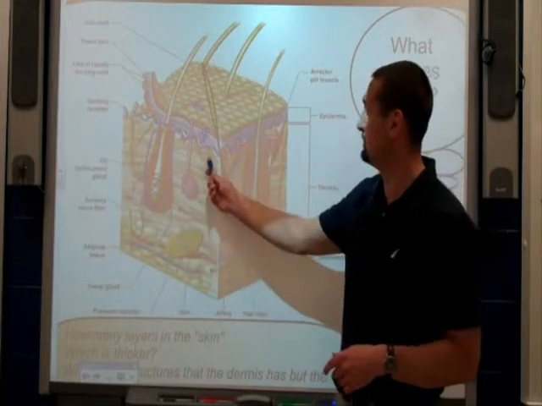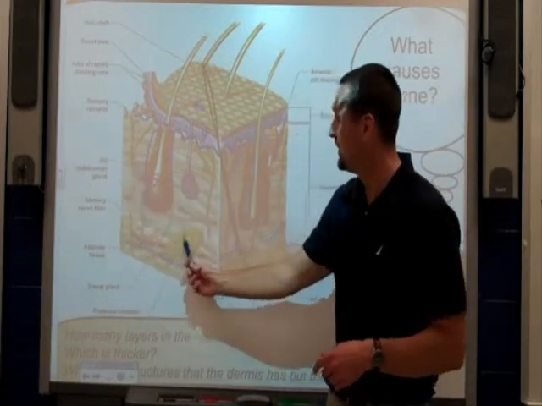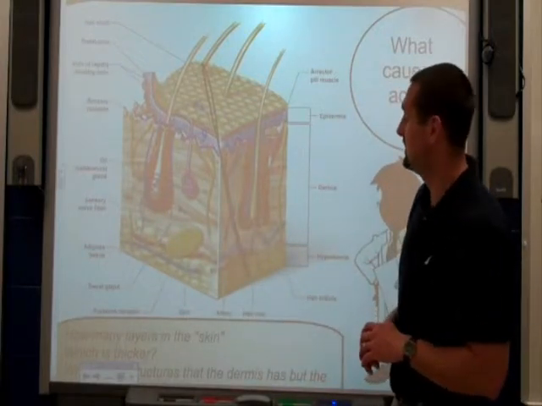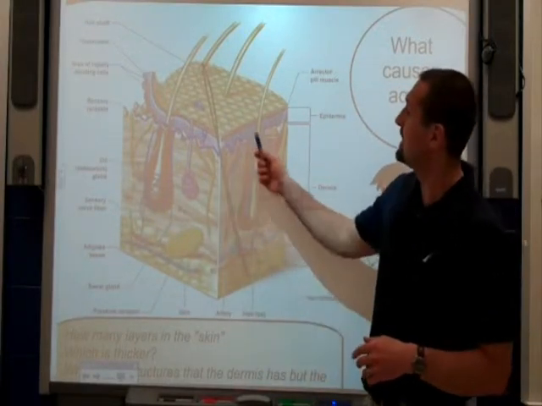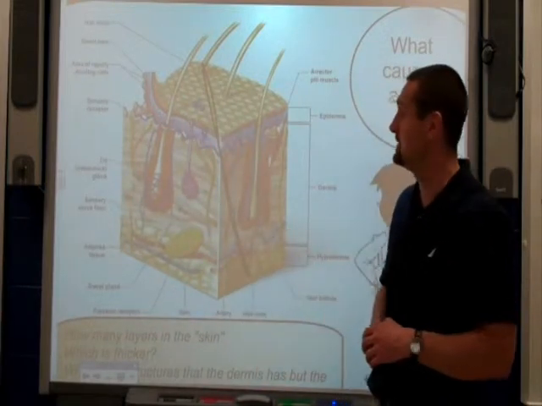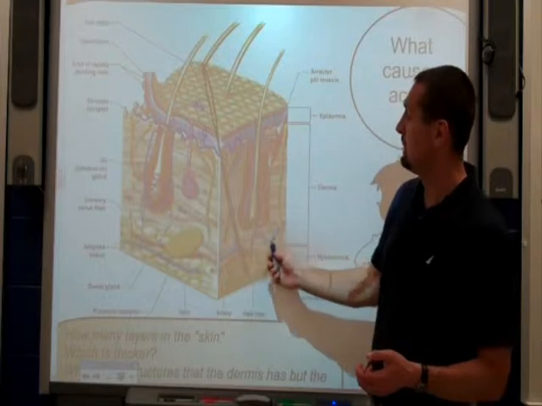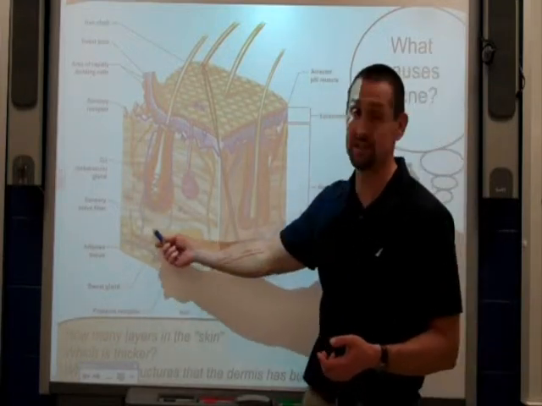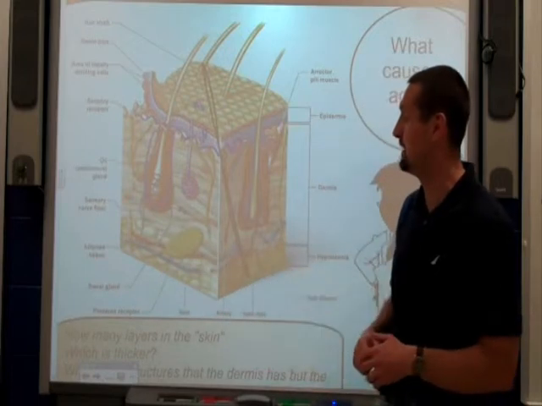You'll also notice that there's some nerve endings here in the dermal layer, different kinds of nerve endings, some pressure, heat, touch sensations. You'll notice that if you scrape the top of your skin, no blood, because there's no blood vessels. But down here in the hypodermis area, where you can see some of the major blood vessels, is where you're going to get most of the bleeding.